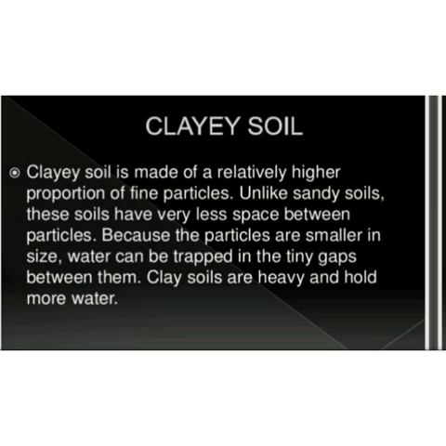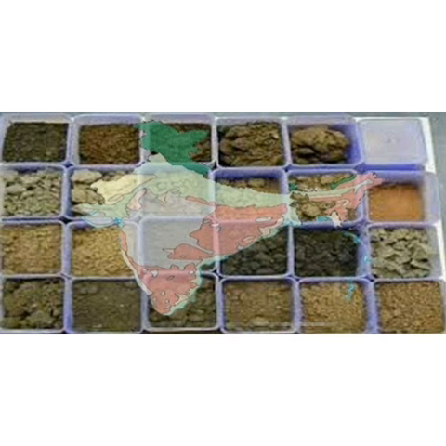Next, clayey soil. Clayey soil is made up of relatively higher proportions of fine particles. Unlike sandy soil, this soil has very little space. Compared to loamy soil, it contains very little space between particles. Because the particles are very small in size, water can be trapped in the tiny gaps between them. Clay soils are heavy and hold more water. So, it is ideal for growing paddy and wheat.